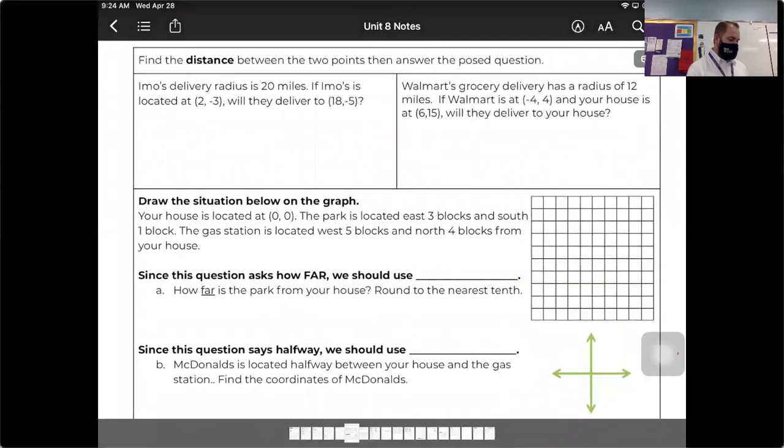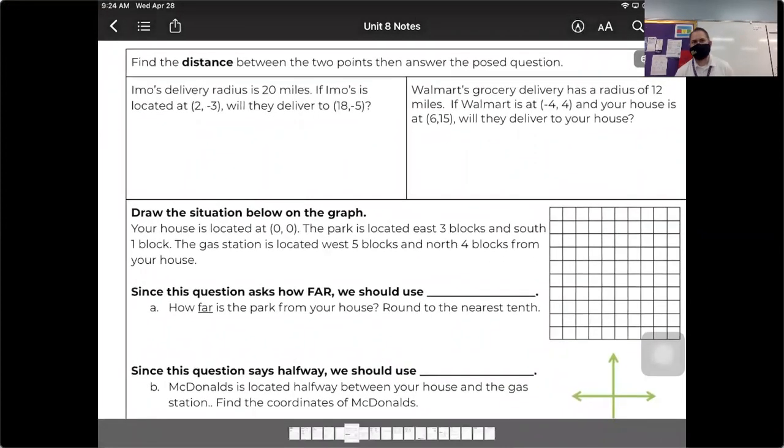Okay, now we're going to apply this to some word problems. These are going to seem kind of confusing, but it's really a lot easier than it is going to seem at first. First few here says find the distance between 2 points, then answer the posed question. All that really means is there's a question after it. You're not just finding the distance. You're not getting just a number answer.